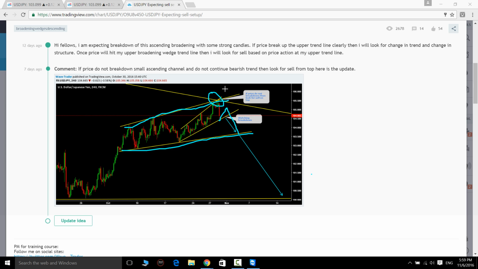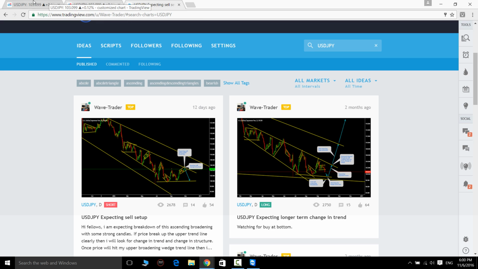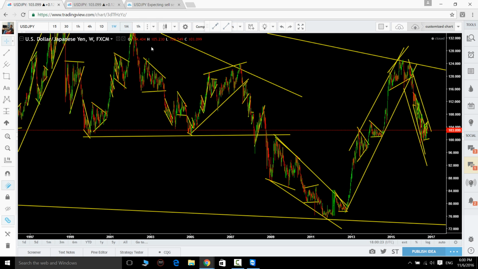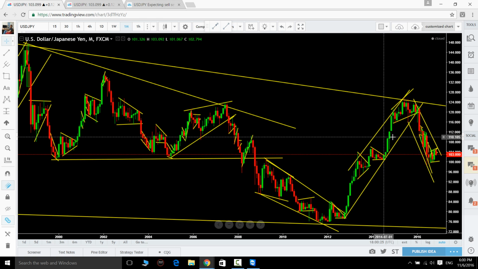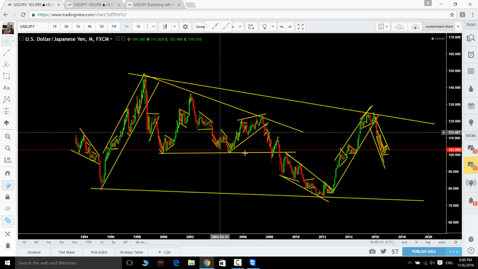you can see we had the ascending broadening wedge, and within that ascending broadening wedge, price was running into an ascending channel. Okay, so I hope this is going to help you. Yeah, if you see my chart, it looks very messy, with a lot of trend lines over there, and you can't see what's going on there on my chart.